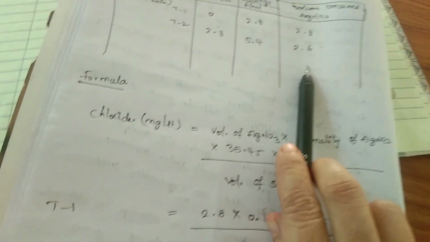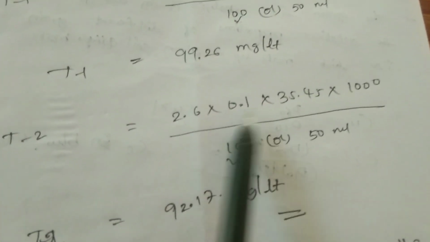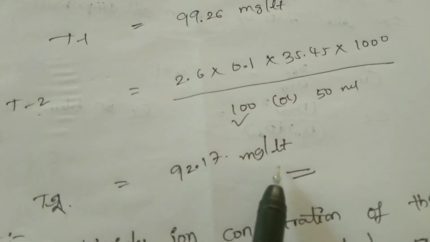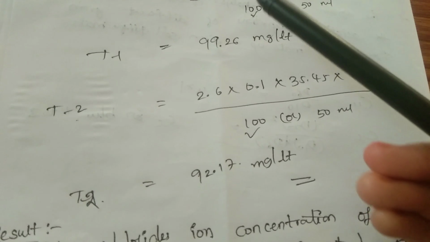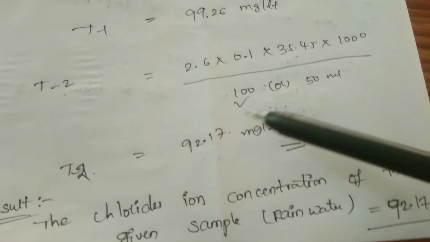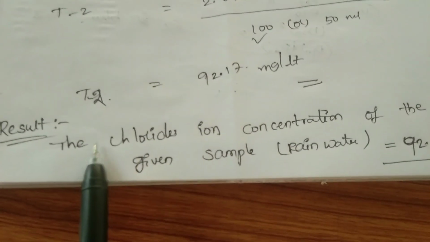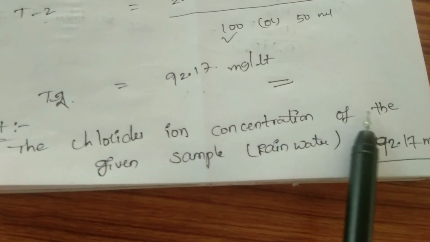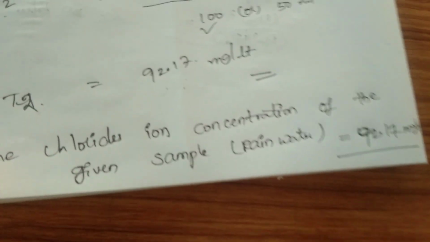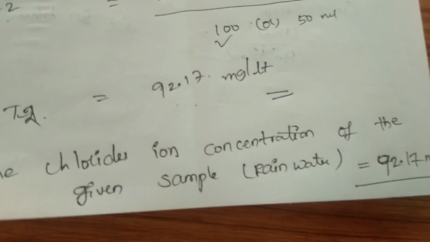The trial 2 value is 2.6, right, here 2.6. So substitute the 2.6 in the formula and calculate this. We'll get the value 92.17 mg per liter. So this is trial 2. So take the average of both trial 1 and trial 2. So 99.26 plus 92.16 divided by 2, we will get the chloride ion concentration of the given rainwater sample as 92.17 mg per liter. Okay, this is the final value.